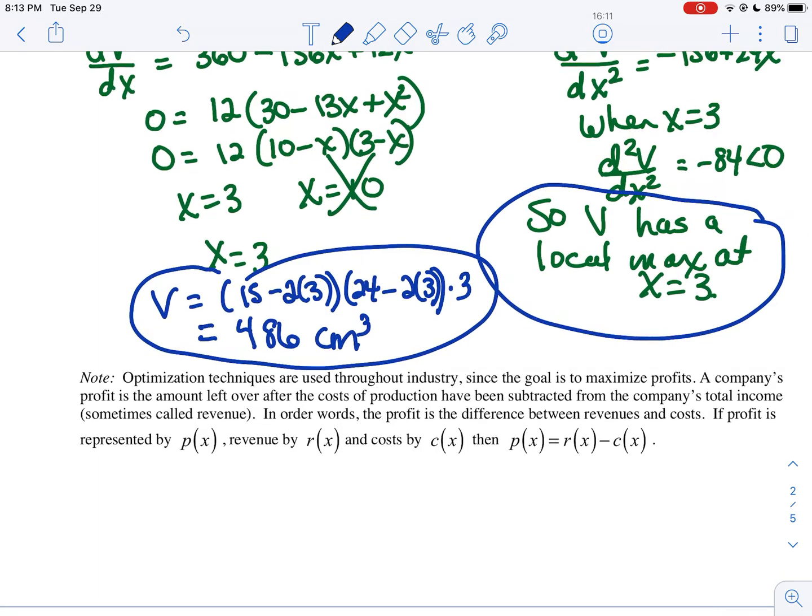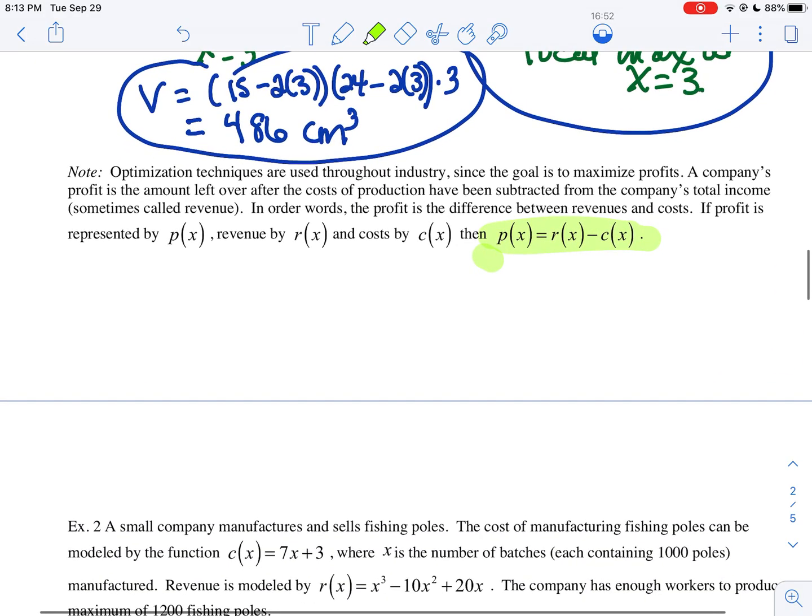All right, so note, optimization techniques are used throughout industry. Since the goal is to maximize profits, a company's profit is the amount left over after the costs of production have been subtracted from the company's total income. Sometimes it's referred to as revenue. In other words, the profit is the difference between the revenues, the money brought in, minus your costs. So if P of x is the profit, revenue is R of x, and costs are C of x, then you can find the profit by taking revenue minus cost. All right, so let's see how optimization can be used here.